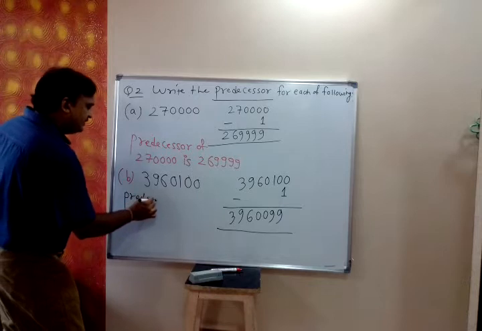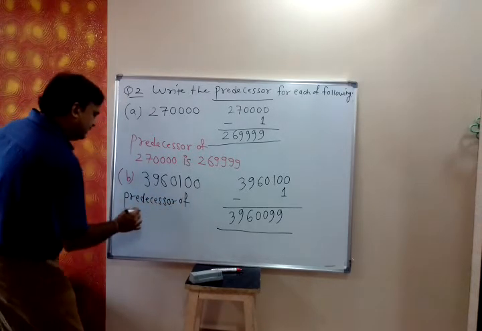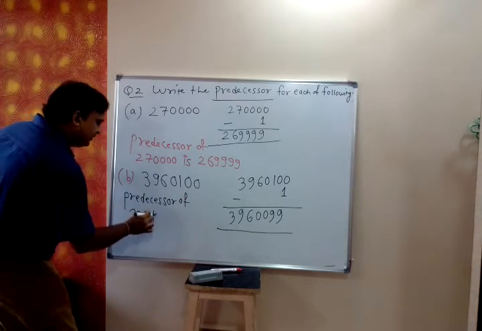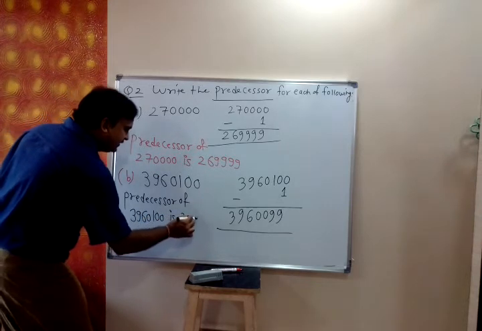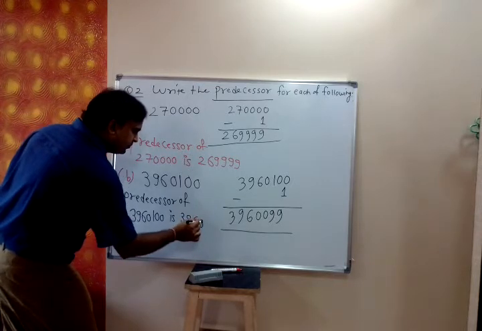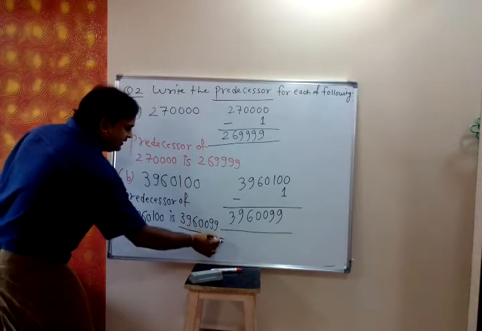Now the predecessor of 39,60,100 is 39,60,099. Yes, this is the predecessor.